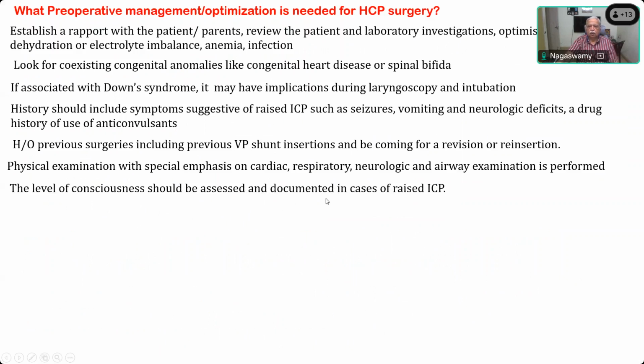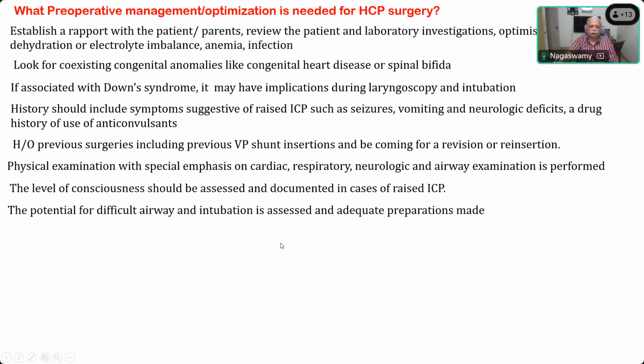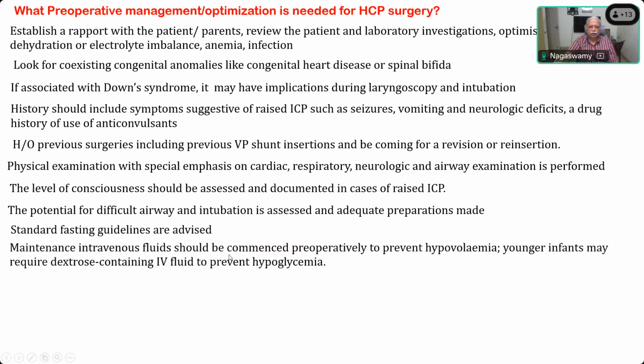So this has to be documented for all the features of raised ICP. Potential difficult airway and intubation to be assessed and adequate preparations made for that. Standard fasting guidelines are advised. Maintenance of intravenous fluid should be commenced pre-operatively to prevent hypovolemia.